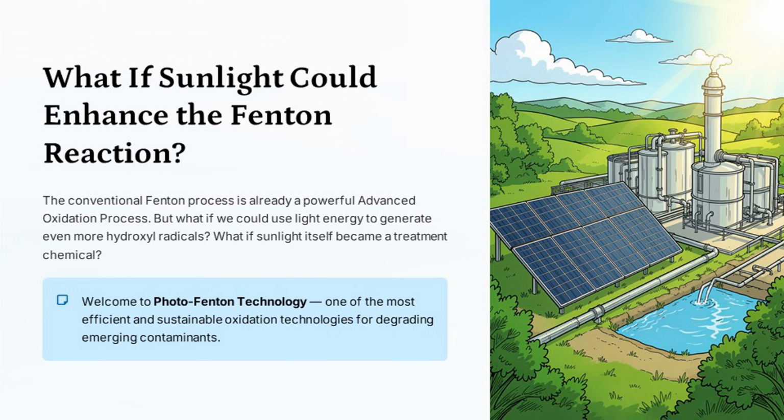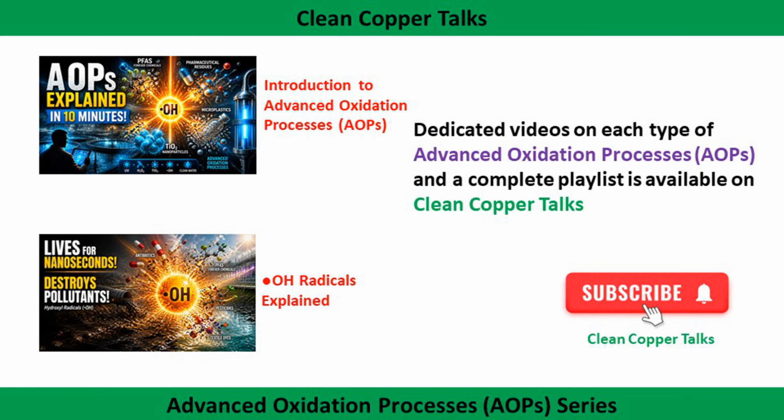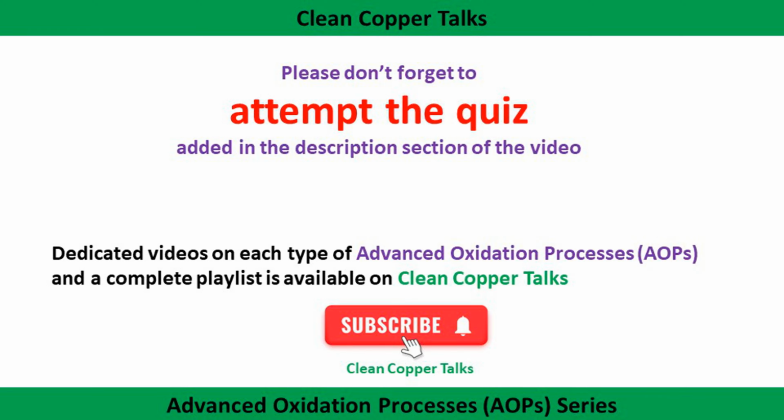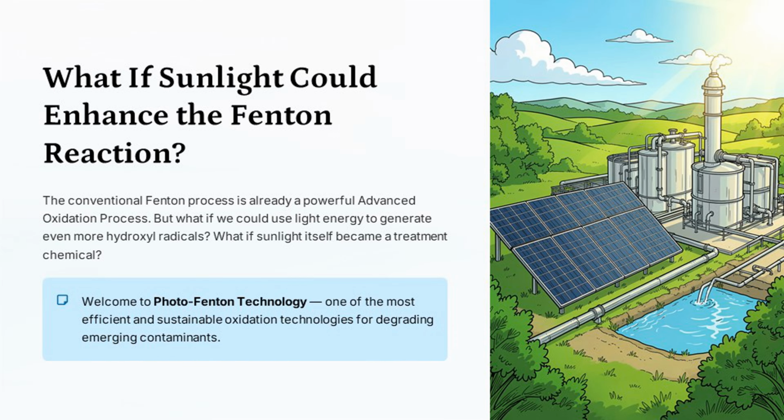Before understanding Photo-Fenton, let's quickly recall the conventional Fenton process. In classical Fenton reaction, ferrous ions react with hydrogen peroxide to generate hydroxyl radicals. These hydroxyl radicals are among the strongest oxidizing agents known and can destroy a wide variety of organic pollutants. But researchers noticed something interesting. After some time, the active ferrous ion gets converted into ferric ion. Once this happens, the reaction slows down because there is less ferrous ion available to produce hydroxyl radical.